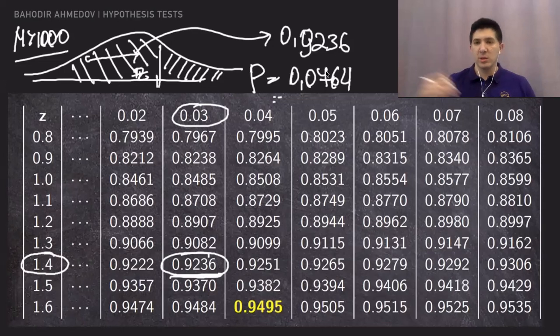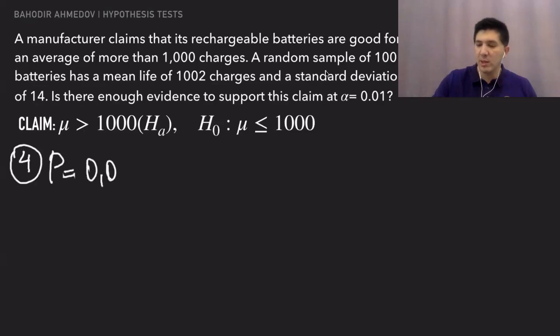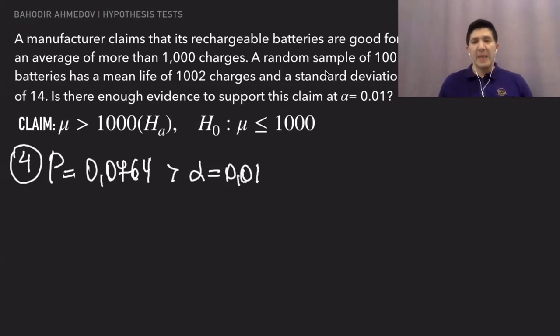We need to go to step number 4 and compare the p-value with the level of significance. The p-value is equal to 0.0764, right? And we have to compare this with the level of significance alpha, which is 0.01. So is it bigger than alpha? Yes. It means we're not going to reject the null hypothesis. So the null hypothesis is not rejected.